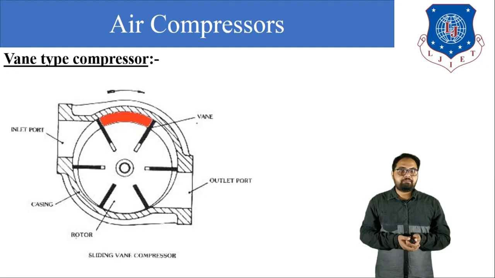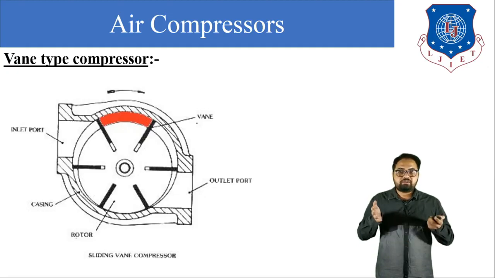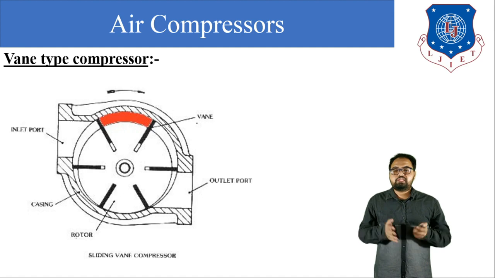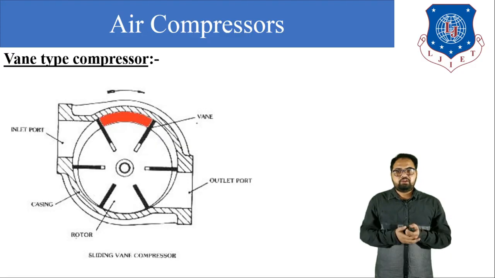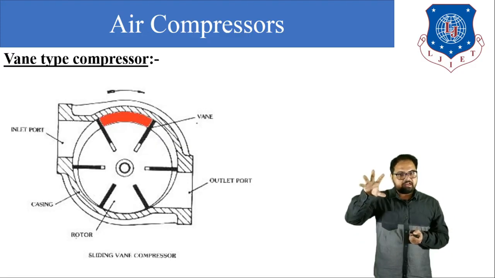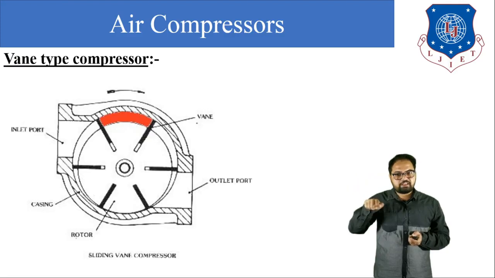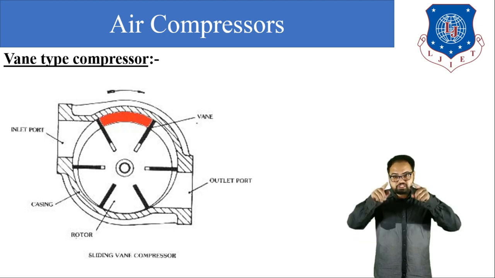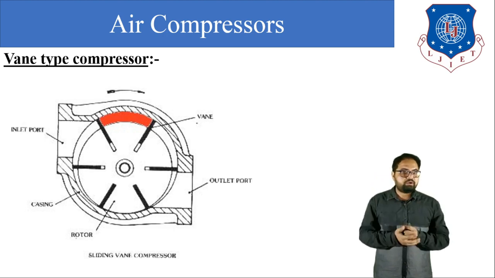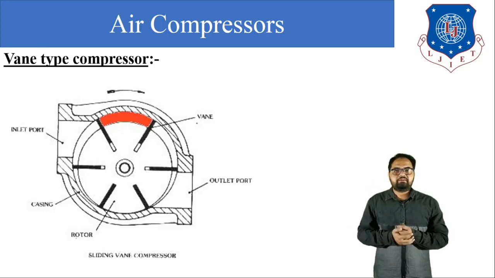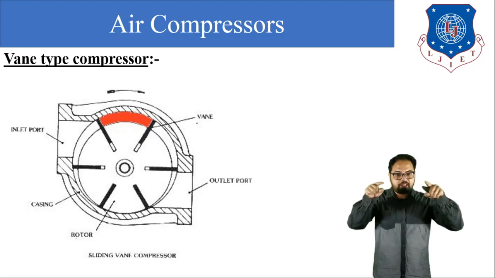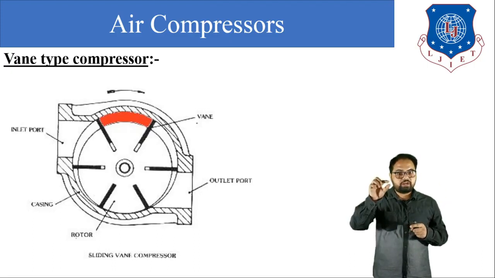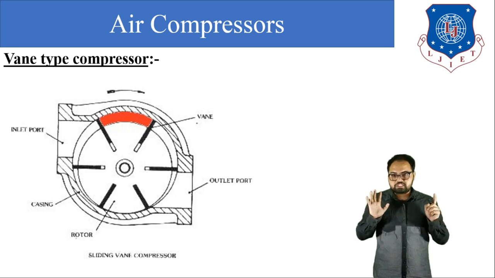Next is vane type air compressor. The function of vane type air compressor is the same as vane type pump. Here in this figure you can see that there is a central stationary casing and one rotating rotor. In the stationary casing, a rotor is mounted but eccentrically. Now the question is, what is eccentrically? So the center of the casing and the rotating rotor will not be the same.